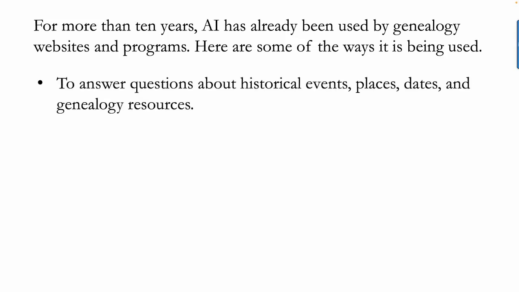And so the main thing that AI has been used for now is to answer questions about historical events, places, dates, and genealogy resources. When you're interacting with the AI, you have two major parts to how the programs are put together. One is a big database, which they call a large language model. That is a way of teaching AI how to use language and how language is structured. Then you have the actual program that uses that information from the large language model and communicates back and forth. It's sort of the mouthpiece of the AI, and they're called chatbots.